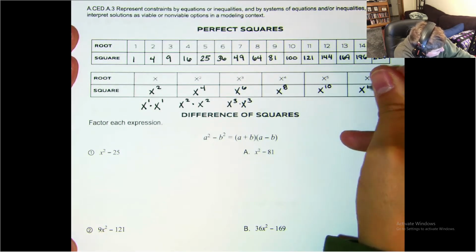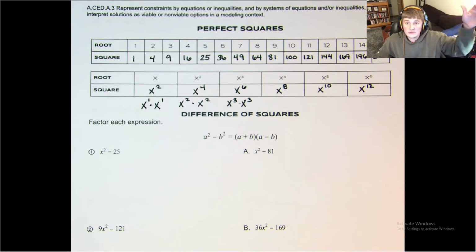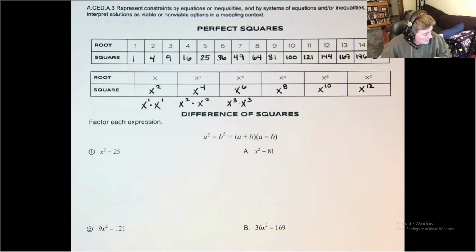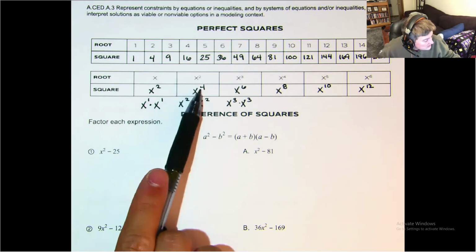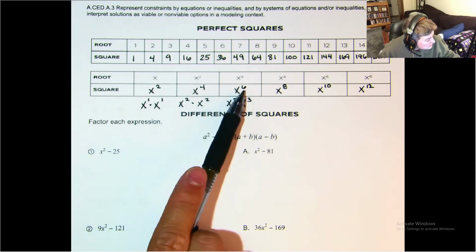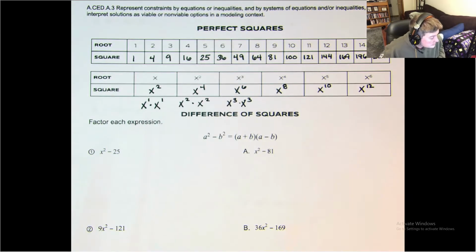And x to the 12th. So as we look at this, basically any variable with an even exponent is going to be a perfect square. And its root is going to be half the exponent. So the root of x to the fourth is x squared, because 4 divided by 2 is 2, 6 divided by 2 is 3, because it splits them into these nice little symmetrical pieces.